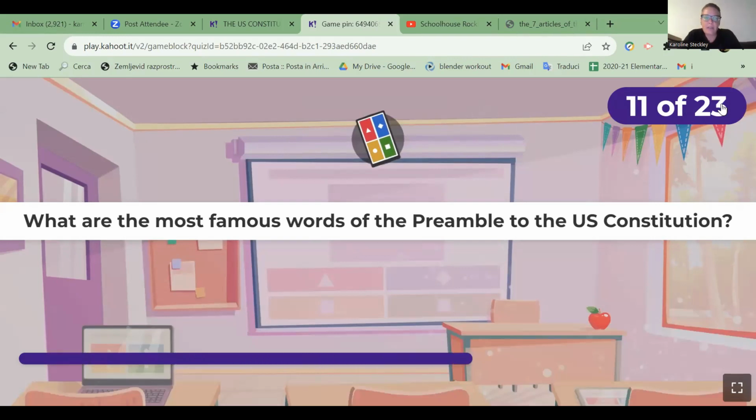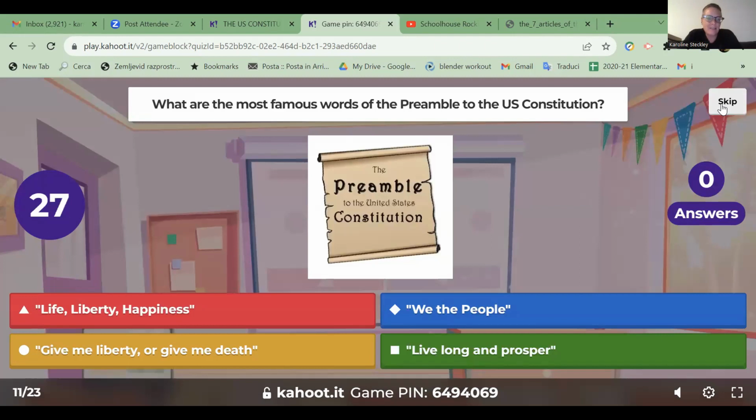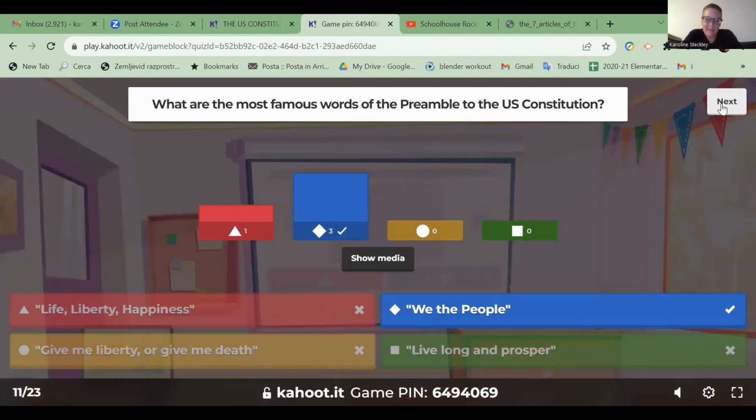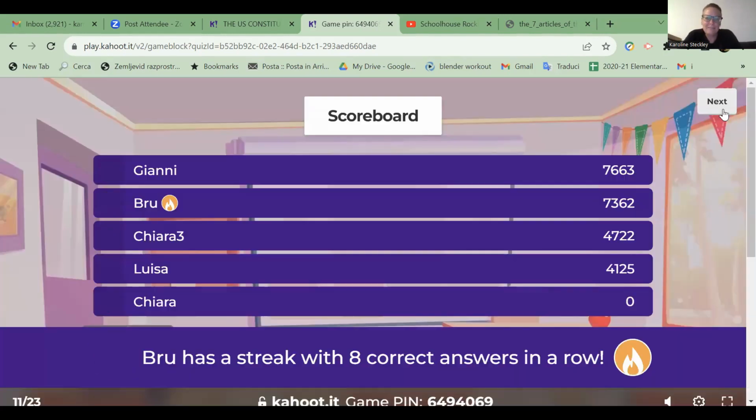What are the most famous words of the preamble to the U.S. Constitution? Is it life, liberty, happiness? Give me liberty or give me death? We the people, or live long and prosper? It's we the people. Live long and prosper is the only one that would be pretty out of place. That's Star Trek, isn't it? But the other ones, I could see.